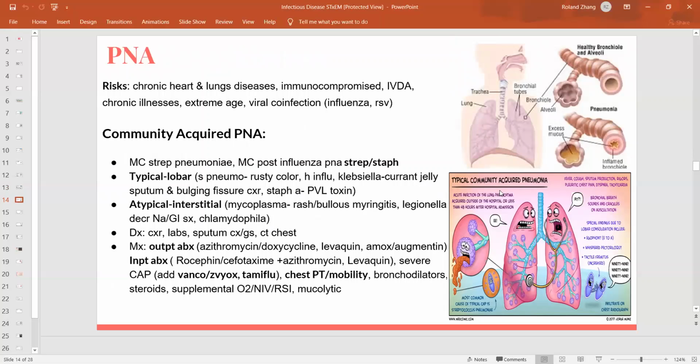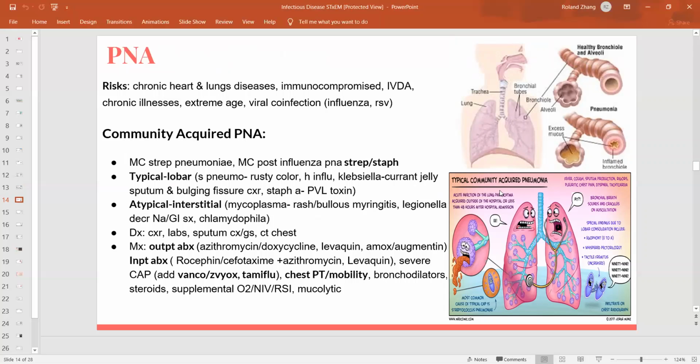So pneumonia is pretty common. You'll see this pretty often. People who have this are people who have heart and lung disease that are at risk, and immunocompromised patients. And what I'm going to talk about is bacterial pneumonia. So bacterial pneumonia is more common in adults. In kids, viral pneumonia is more common.